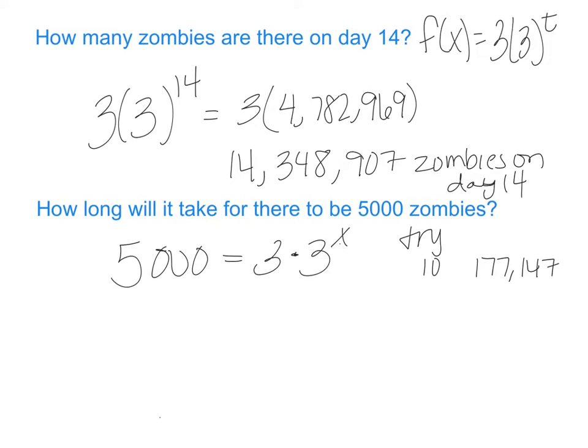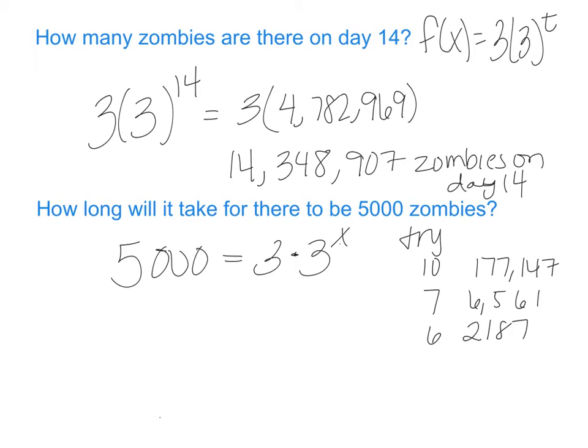My calculator just closed on me. 3 to the 7th times 3. So day 7, 6,561. So day 6, 3 to the 6 times 3 is 2187. So our answer has to be somewhere between 6 and 7.